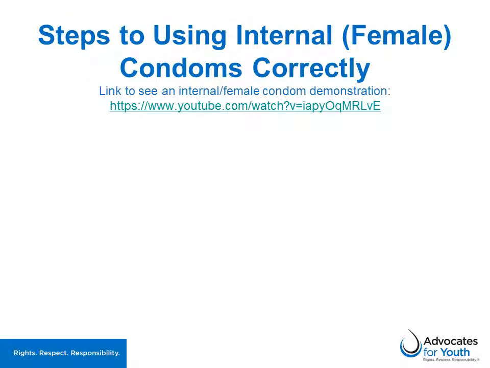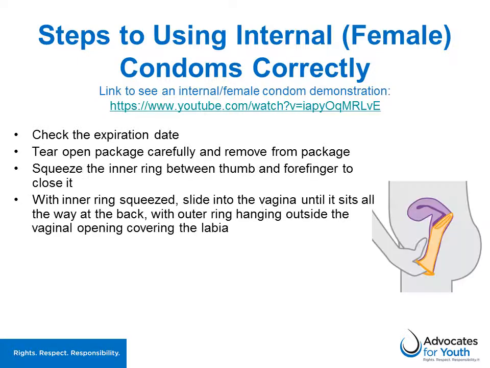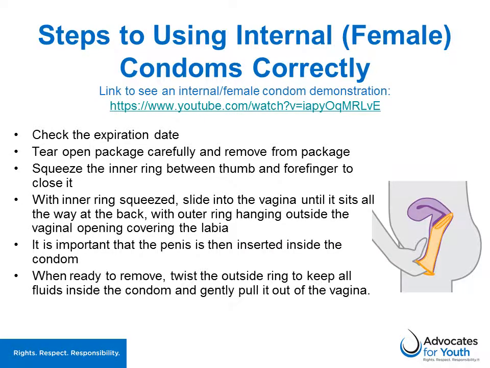Let's also review steps to using an internal, sometimes called a female condom, correctly. These are some of the steps involved as well. Sometimes people haven't seen an internal condom, so it's always important to make sure to pull one out and let them see what it looks like, and to show how it's inserted all the way to the back of the vagina so that the interior ring holds it in place by the cervix and the exterior ring protects the skin of the labia on the outside.